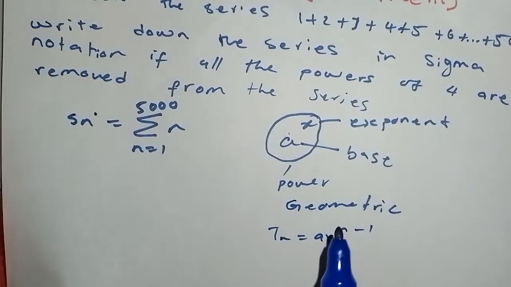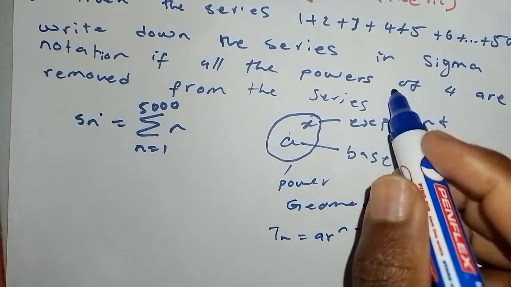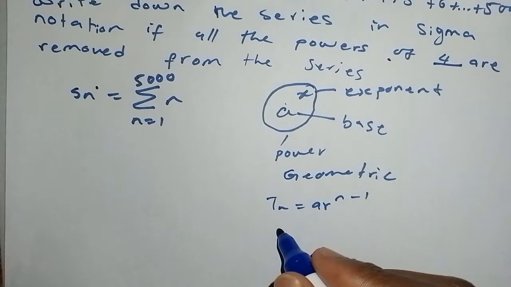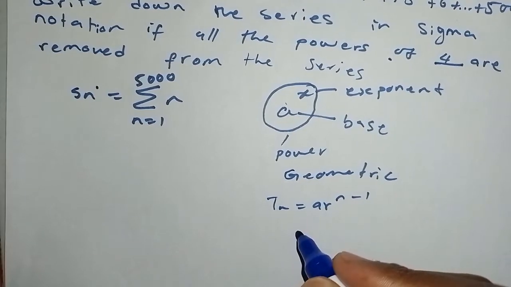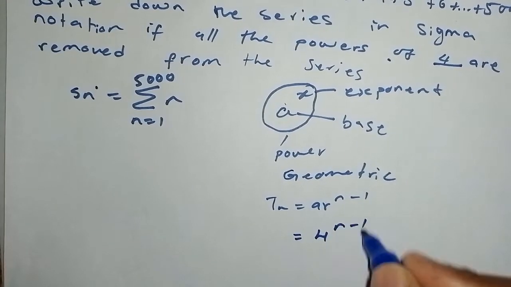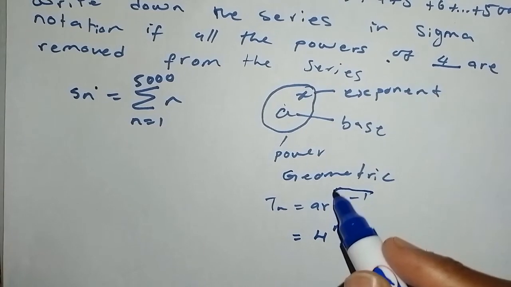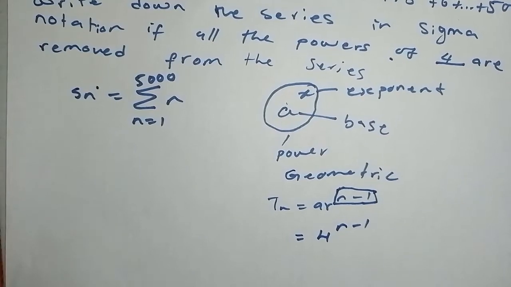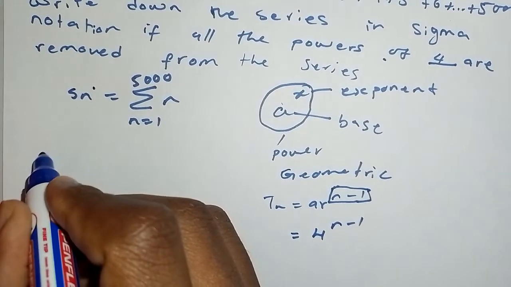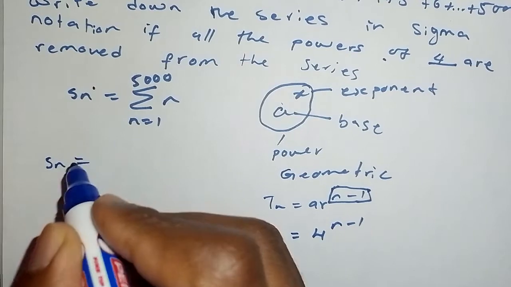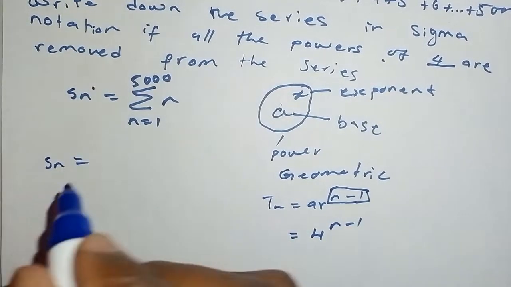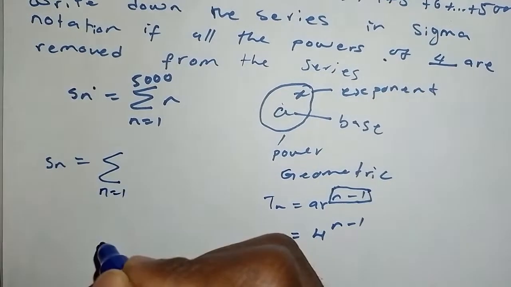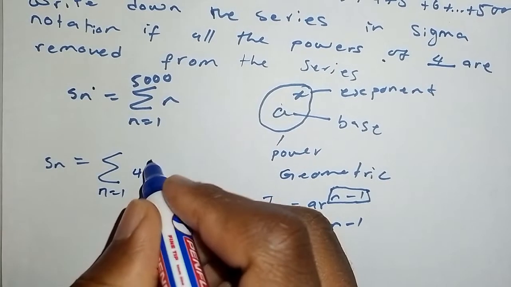But in this case, they said all the powers of 4 are removed. All the powers of 4, I can write them as 4 to the power n minus 1, because we are talking about a geometric sequence, right? Now, it means I can write it like this. Another part of Sn can be like this. It will start at n equals 1, and then this is my equation.